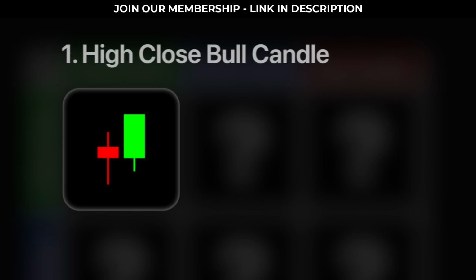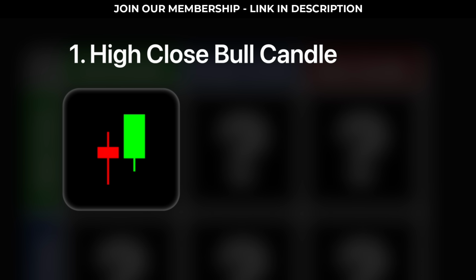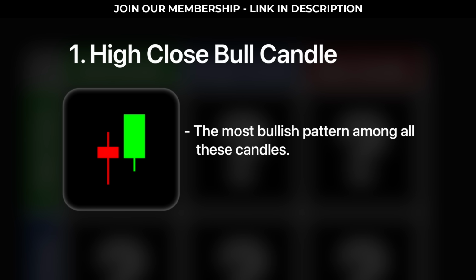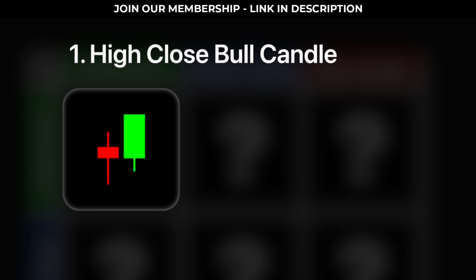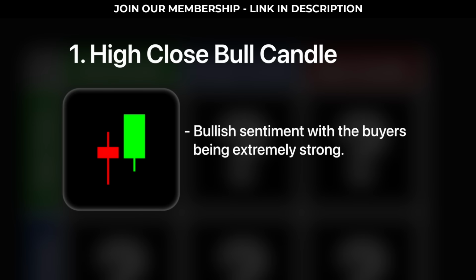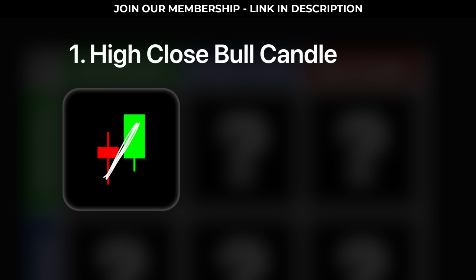Number 1. High close bull candle. This is the most bullish pattern among all these candles. A high close bull candle means a candle where the close is above the previous candle's range and in the top third of the current range. It shows that there is a bullish sentiment in the market and the strength of the buyers is extremely strong. They are overcoming every sell order and closing near the highs.